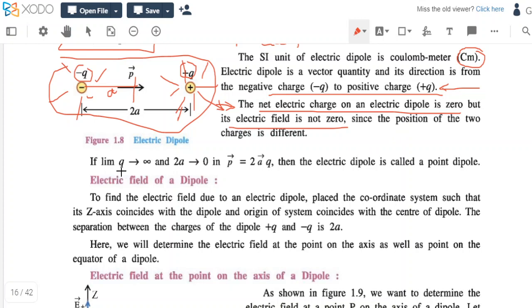If limit q tends to infinity and 2a tends to 0, then P is equal to 2aq. Such a dipole is called a point dipole. This is just to understand.